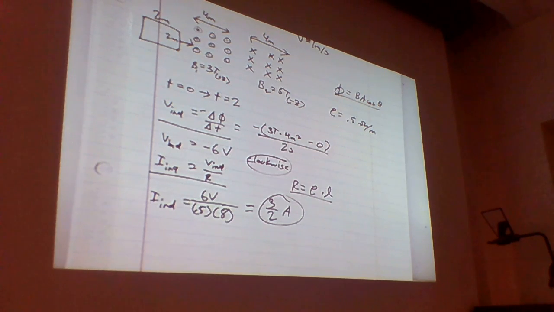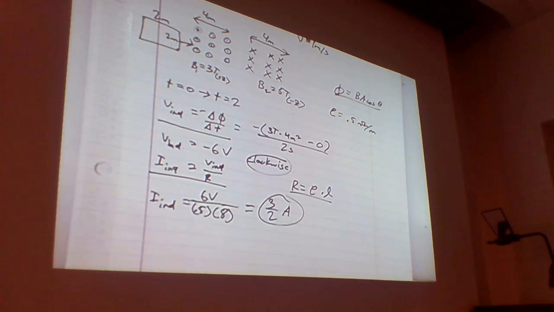It'll probably be something like changing the magnetic field direction. Or it's probably going to be something like increasing the area of the loop, or decreasing the area of the loop, or increasing B1 to 4 teslas. So if you increase the magnetic field B1, would the induced current be stronger, have a greater magnitude? Yes, because your flux will change more.